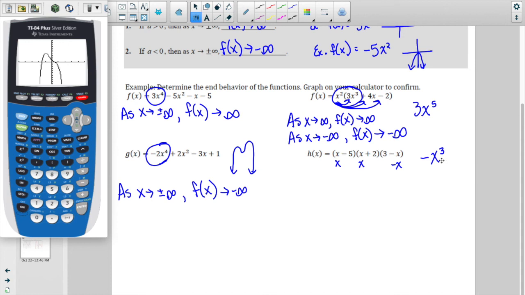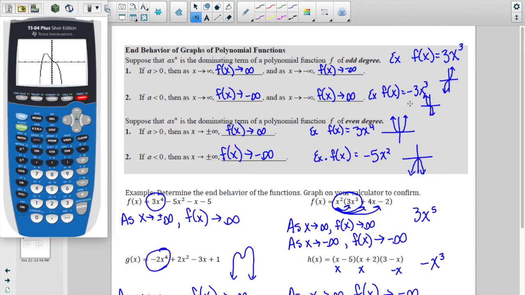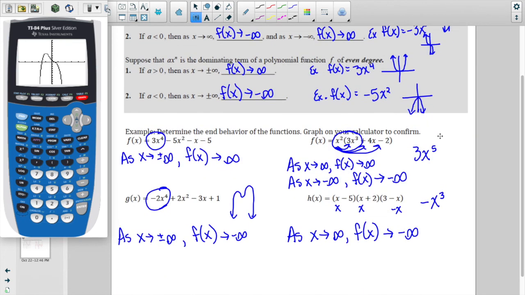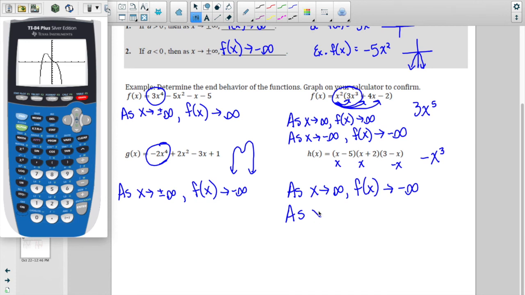So that's enough to get the end behavior. I don't have to know the rest of the numbers in there. I don't have to multiply this all out. So it's an odd degree polynomial. Because of that, I know that they're going to go opposite directions, and this is negative. So as x approaches infinity, f of x is going to go to negative infinity. This is going to be one like the second example that I did. Then as x goes to negative infinity, f of x goes to infinity.